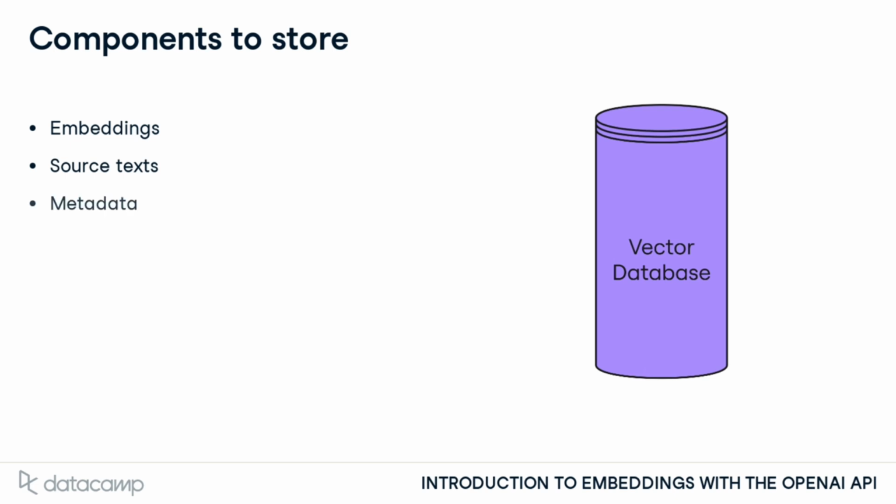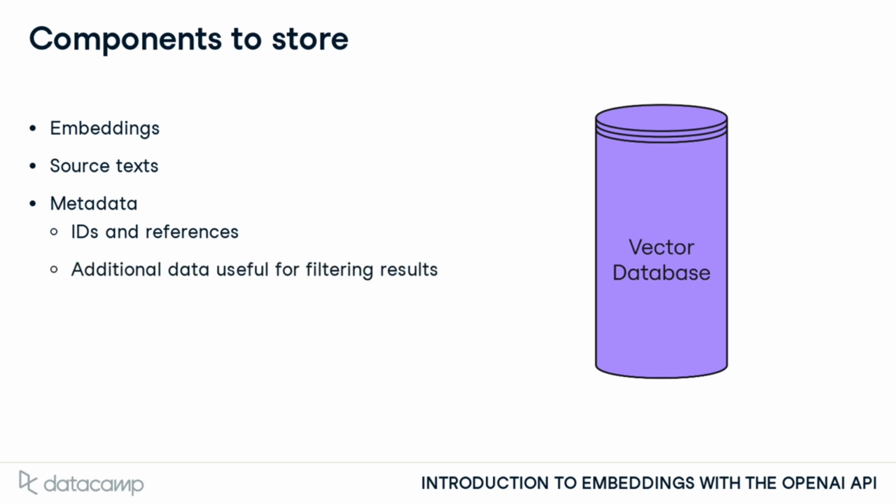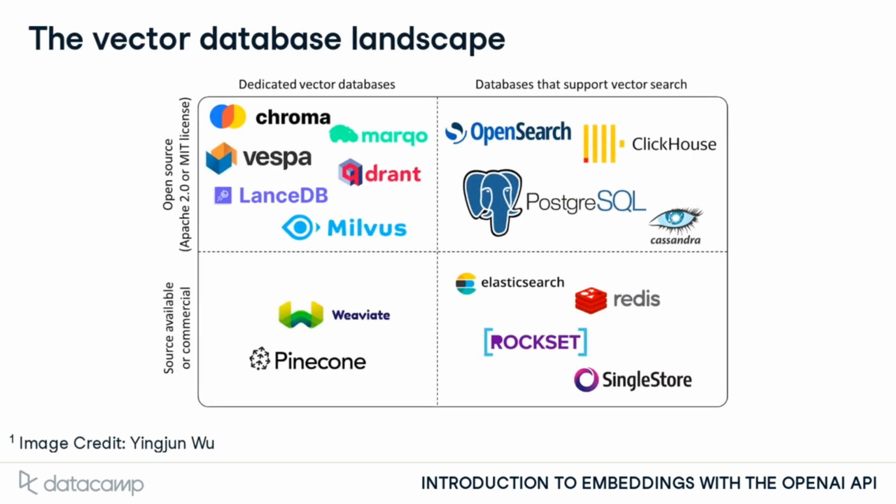ID. Metadata is also stored in the database, including IDs, external references, and additional data that could be useful for filtering the query results. It could be tempting to store the source texts in the metadata, but this should be avoided. Metadata must be small to be practically useful, so adding a large amount of text data will greatly degrade performance. So what are the options when it comes to vector databases?